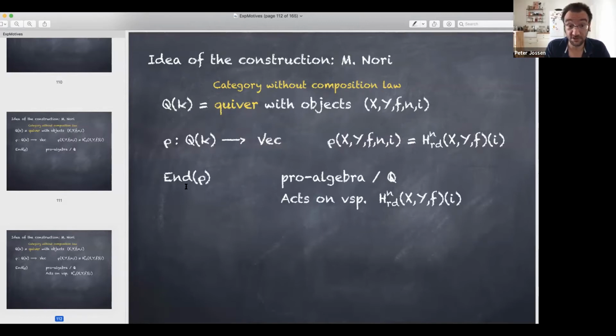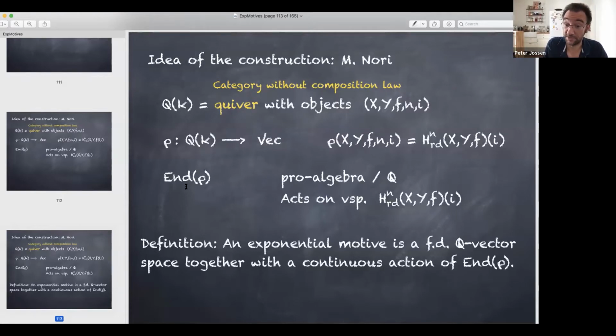And the definition is now immediate. So we will call an exponential motive just a finite dimensional vector space together with a continuous action of this algebra. That's it.